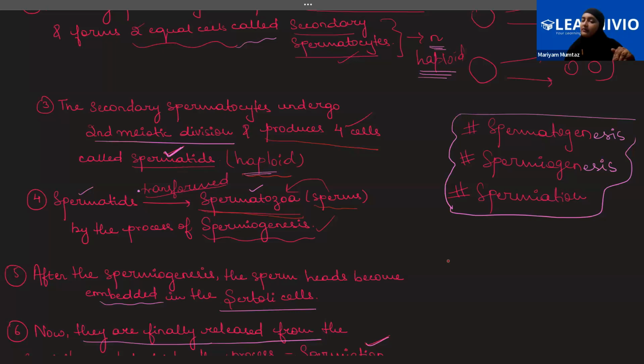Up until now, you people have understood the whole process? Yes, ma'am. In male gametogenesis, what is the first cell? Spermatogonia. The other name for spermatogonia is?